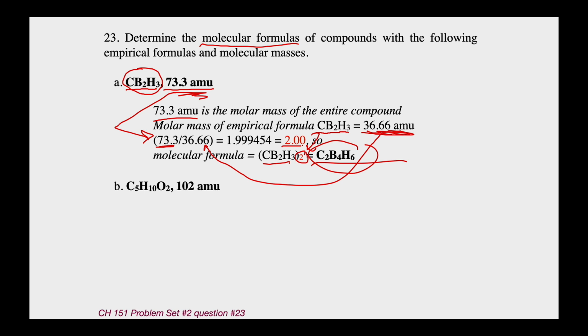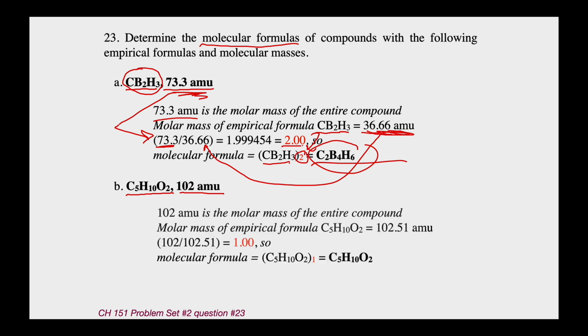On the next one, we're going to do something very similar. We're going to find the molecular mass of C5H10O2, and compare that to the molar mass of the whole thing, which is 102. That whole number ratio will apply to the empirical formula to get the molecular formula of the whole thing. C5H10O2 comes out to be 102.51. Again, that came from 5 carbons, 5 times 12, plus 10 hydrogens, 10 times about 1, plus 2 oxygens, 2 times about 16. And you can see that 102.51 is awfully close to 102.